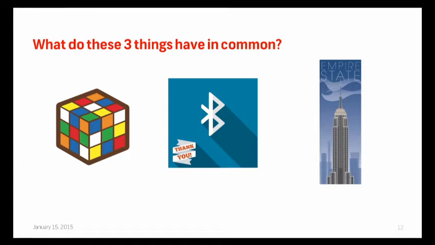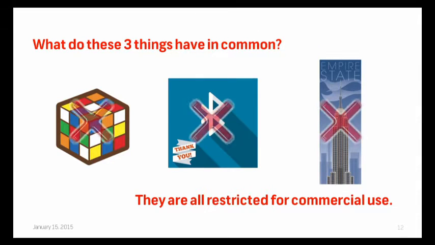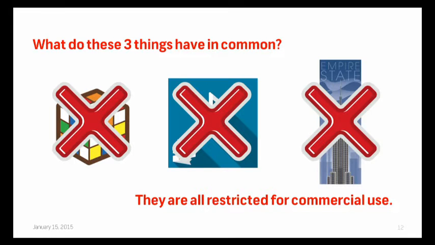So we have these three objects. What do they have in common? We have a Rubik's Cube, which is a really popular toy from the 80s. I had one of the original ones, so I remember it well. Then we have the Bluetooth icon, which you see everywhere, on every mobile device. And then we have an isolated illustration of the Empire State Building. So what do they have in common? These are all restricted from commercial use. So we cannot include any of these designs in our illustrations or vectors. Therefore, they would have to be rejected.